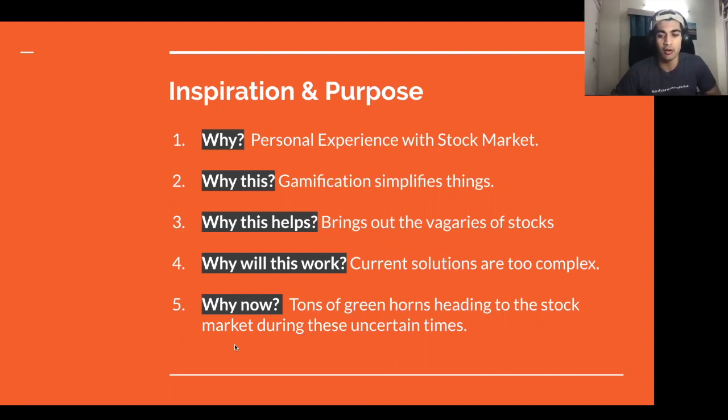Why are we doing this now? Well, there are a lot of people heading to the stock market during these uncertain times. The average trend rate on Google Trends for the stock market and how to buy stocks has been up like 50%. And this gives us a massive opportunity to reach out to these kinds of people and introduce them to the market in a fun, easy, nice way.